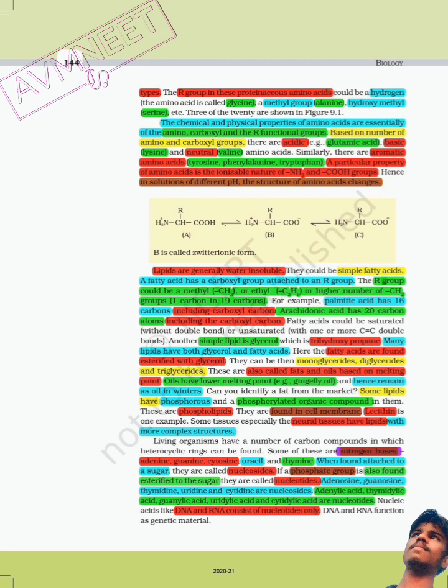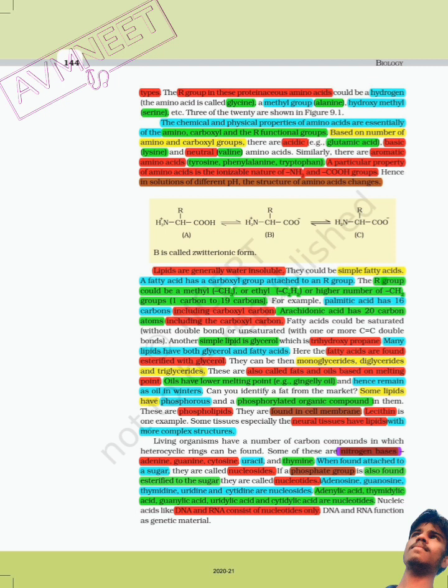Living organisms have a number of carbon compounds in which heterocyclic rings can be found. Some of these are nitrogen bases: adenine, guanine, cytosine, uracil and thymine. When found attached to a sugar, they are called nucleosides. If a phosphate group is also found esterified to the sugar, they are called nucleotides.